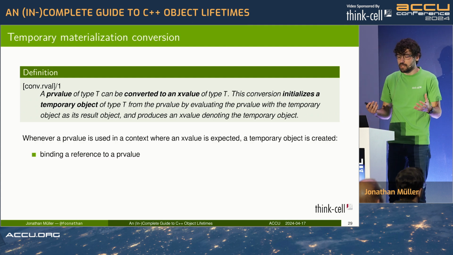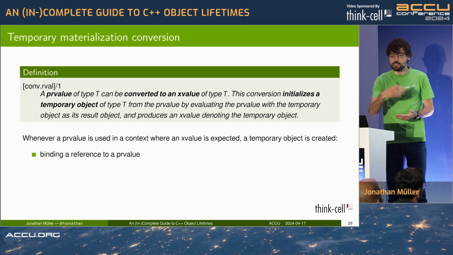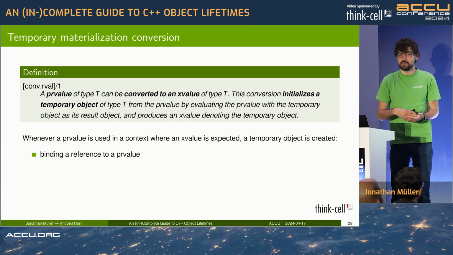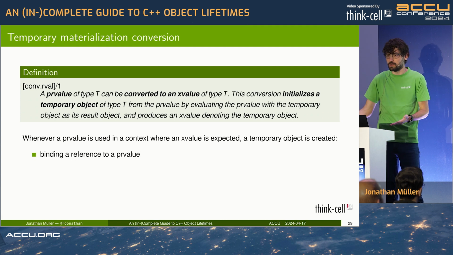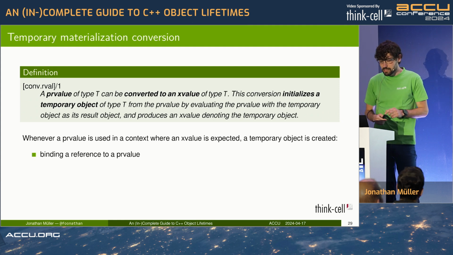And this happens every time where we use a PR value, but we actually wanted an X value. For example, we want to bind a reference to a PR value, like in our previous case. This has to be an R value reference or a const L value reference, because a non-const L value reference doesn't bind to a number 42, right? You can't have an int ref equals 11 on most compilers.